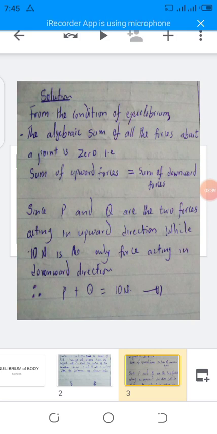So therefore, we'll make use of this condition. The two forces acting upward are what? P and Q, and the only single force acting downward is 10 Newton. So we said from the condition that the sum of the forces up must be equal to the sum of the forces acting downward. So therefore, force P plus force Q, or reaction P plus reaction Q, must be equal to 10 Newton. We call this equation 1. So let us proceed to the second condition of equilibrium of body.